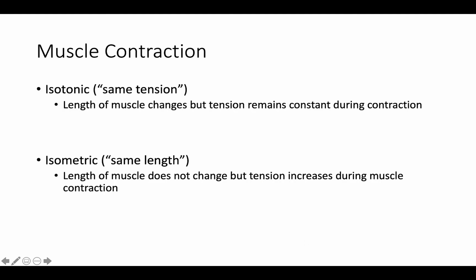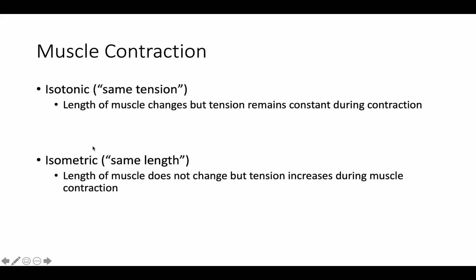So now we can talk about muscle contraction differences and muscle fibers. When we're talking about the two different types of muscle contractions, we have one that relates to tension and one that relates to length. Isotonic is when the length of the muscle changes, but the tension remains constant during that contraction. Isometric is when the length of the muscle is not changing, but the tension increases during muscle contraction.